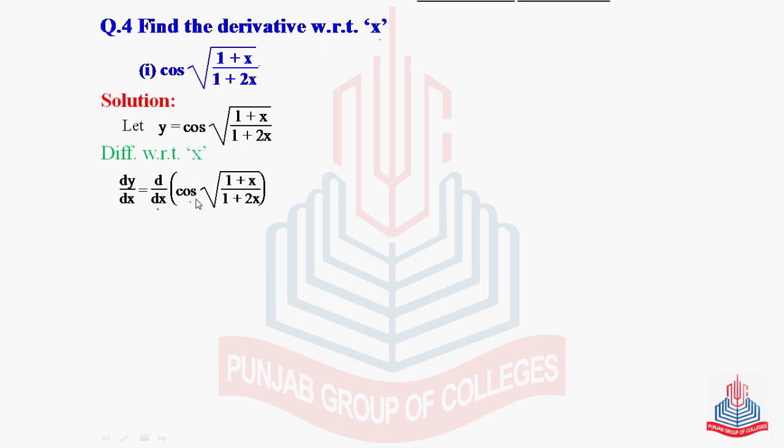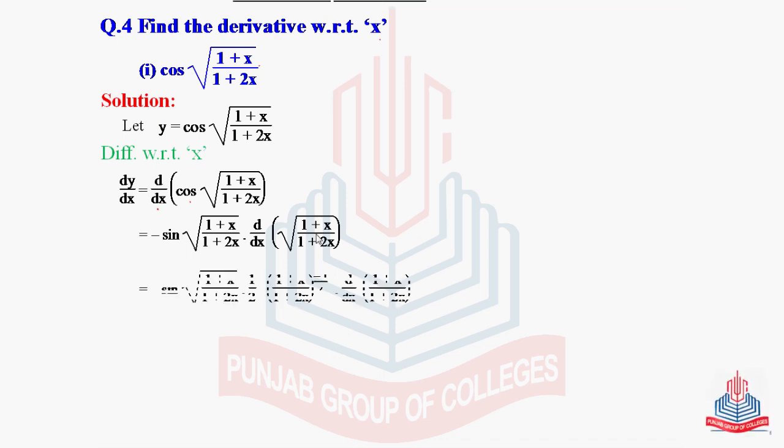So derivative will apply on this cos, which will become minus sine, and then angle will be as it is, and then derivative will apply on this angle, which is itself a function: minus sine of square root of 1 plus x over 1 plus 2x, and now derivative will apply on this f of x part, and this is almost exactly the same as the questions in exercise 2.3.